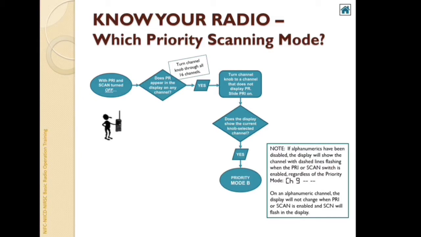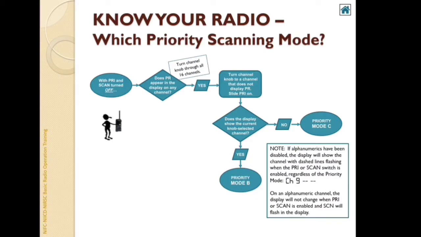So that means you've set it to a channel, but it doesn't revert to that channel when you flip the priority switch on. If it reverts to the channel, like we were on TAC 6 in our last video, turn the priority toggle switch on, then we moved to TAC 4, that's priority mode C. And that's what a lot of people refer to as transmit on priority mode function.